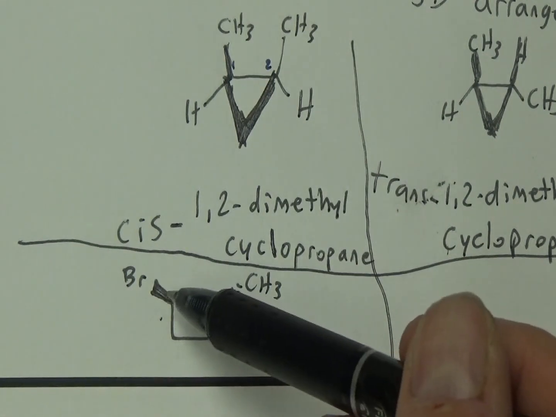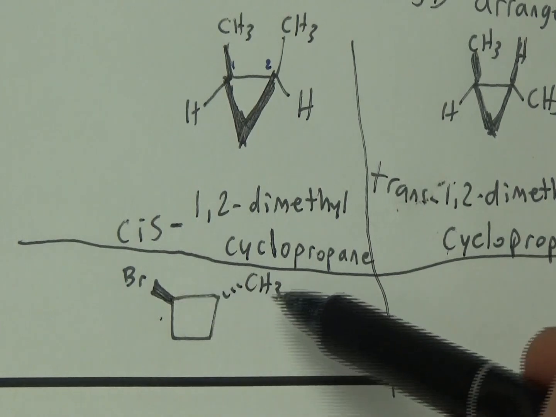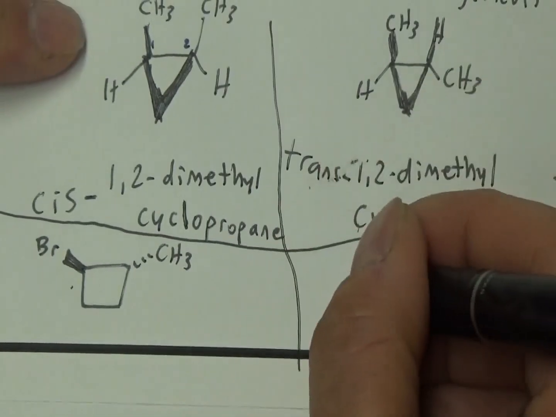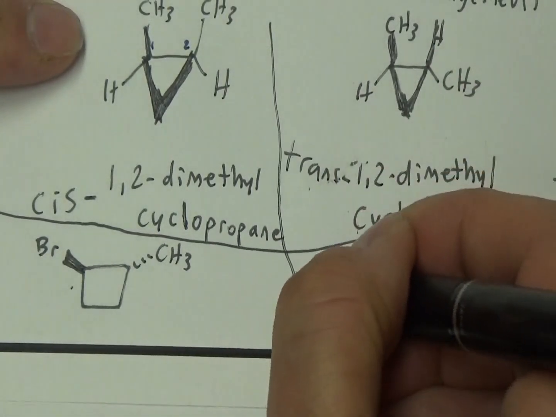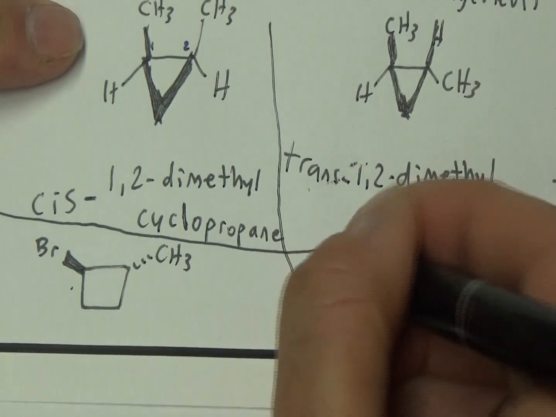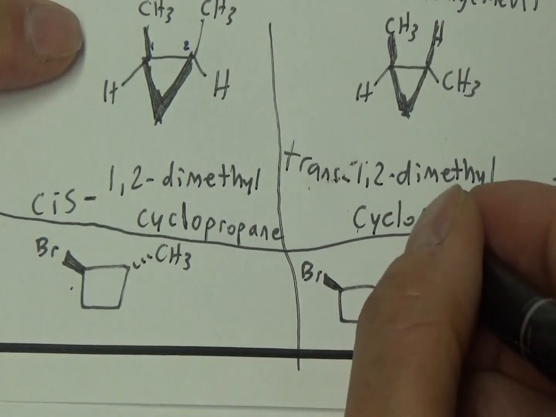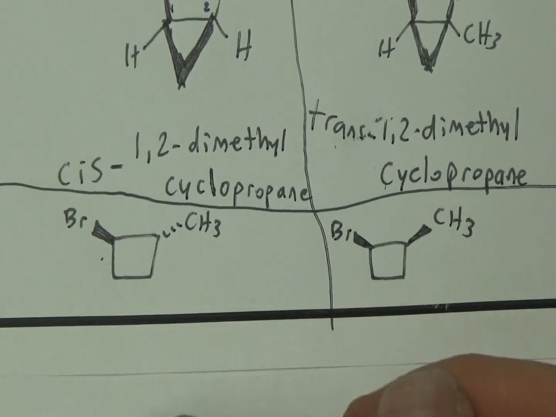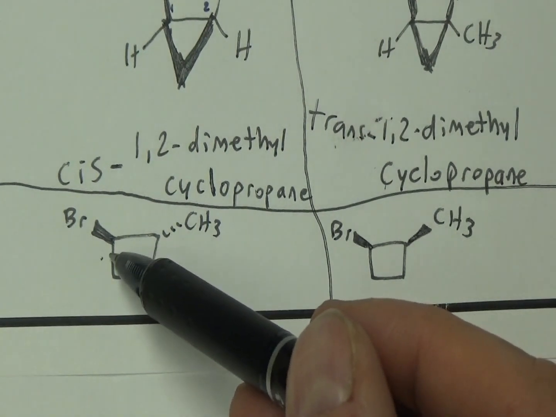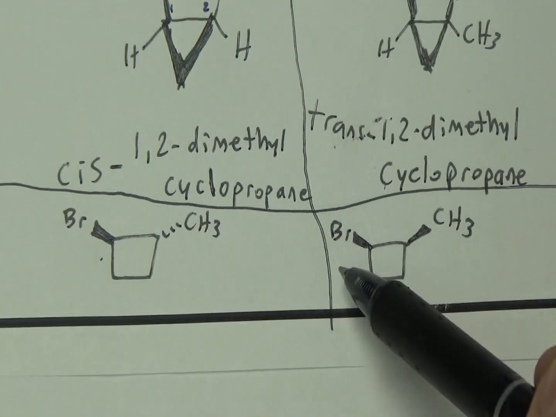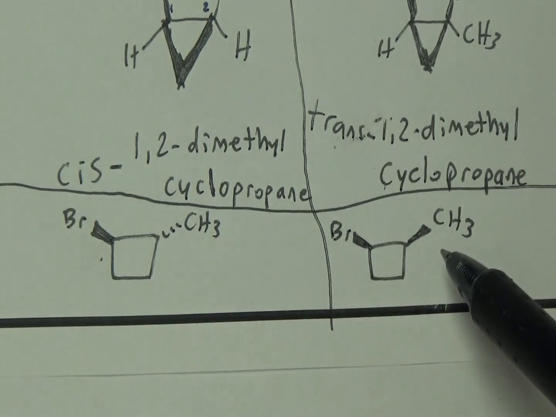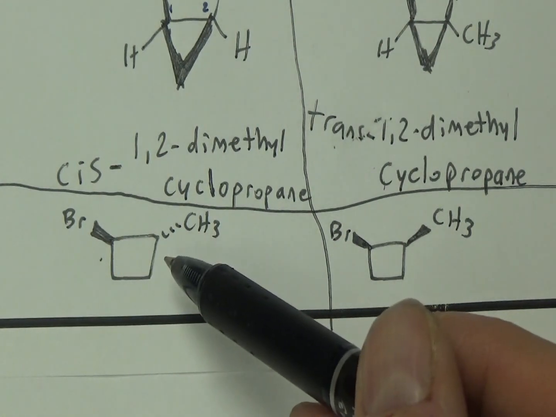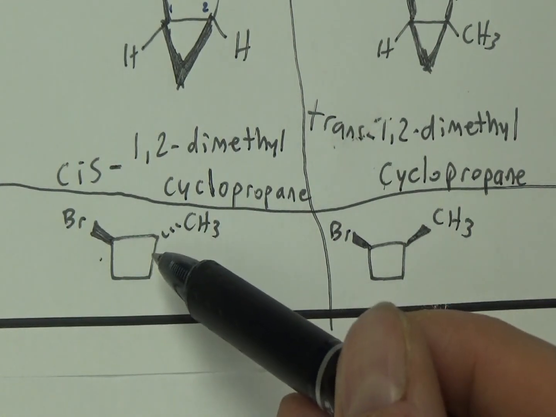And now I'm having the substituents go either away from us, towards us, or like in this one, both towards us. Alright, so these are a similar kind of idea. Here the bromine is coming towards us and the methyl's going away. Bromine's coming towards us, methyl's also coming towards us. They're both going to be 1-bromo, 2-methyl cyclobutane.